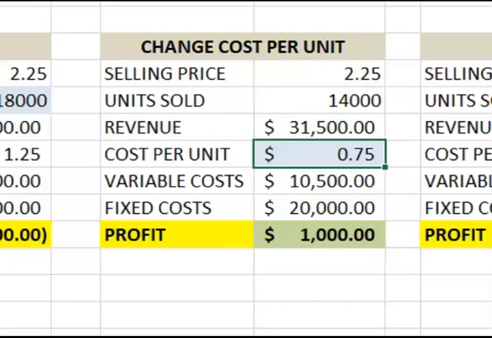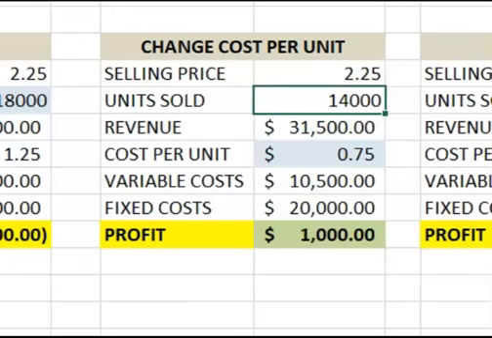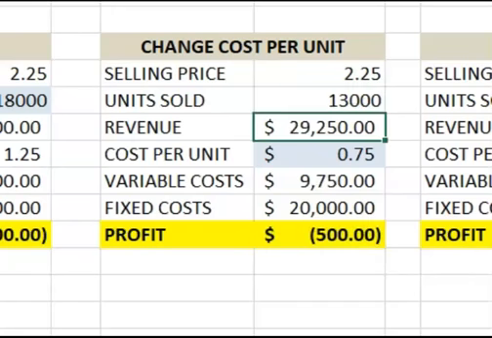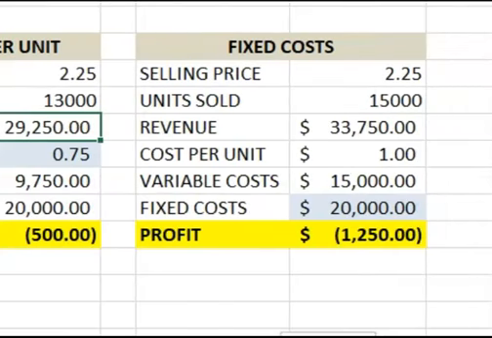Now you'll see here we've dropped it to 75 cents, and if we could drop it to 75 cents and still sell 14,000, that's better than losing money, right? So that's a good thing. But what if it dropped to 13,000 because of the defects? So this is playing with cost per unit. So what's my next one?